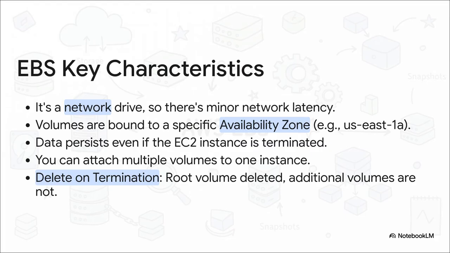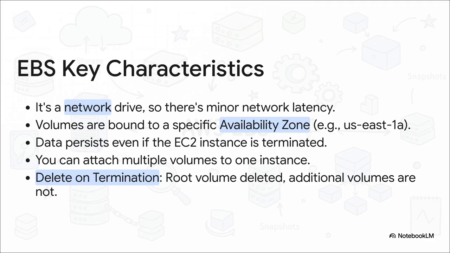All right, here are a few key things you've got to remember. First, it's a network drive. That means there's a tiny bit of network latency. It's usually not a big deal, but it's there. Second, and this one is a huge deal, a volume is locked into a single availability zone. You can't attach a volume in, say, US-East-1A to a server that's over in US-East-1B.